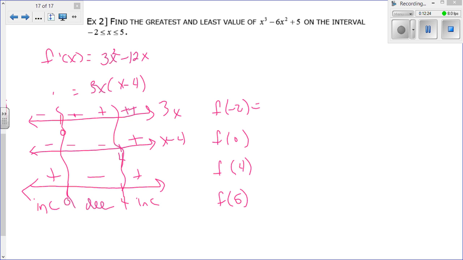So if I substitute -2, I'll get -27. If I substitute 0, I get 5. If I substitute 4, I get -27. And if I substitute in 5, I get -20.